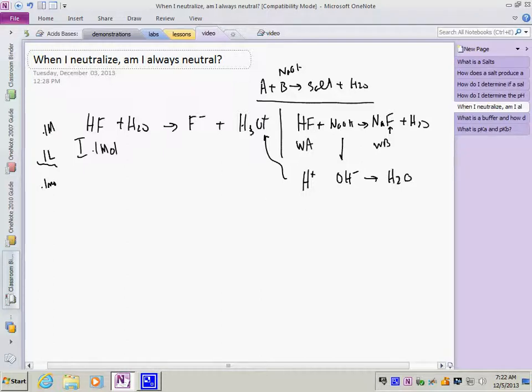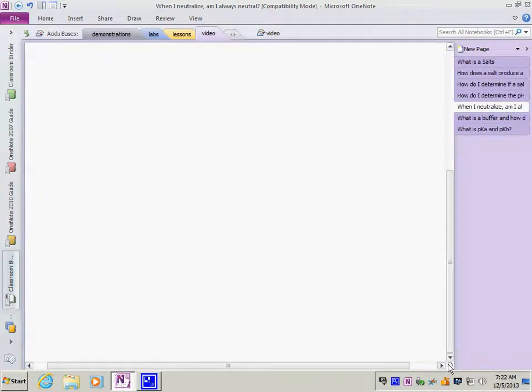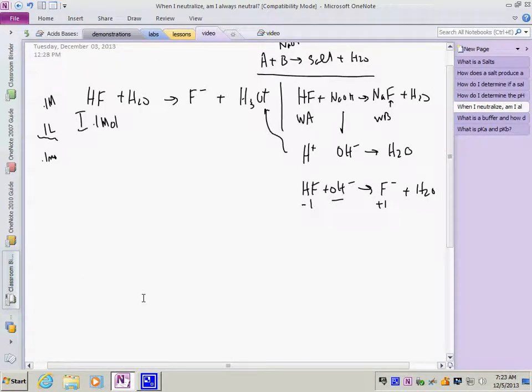Another way of saying that would be HF plus OH negative yields F negative plus H2O. So every time I add hydroxide, I lose one of these guys and I gain one of these guys. This is a pretty common scenario if you're doing a titration. Again, on titration, I would simply have a burette, and if I have HF here, I would be dropping in my base, neutralizing as I go.